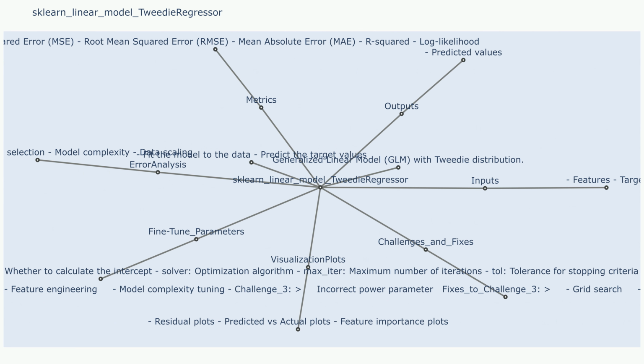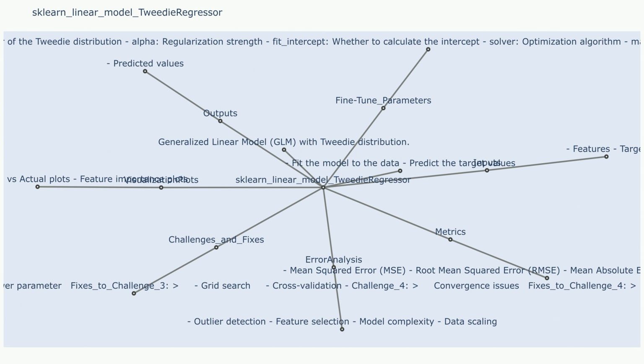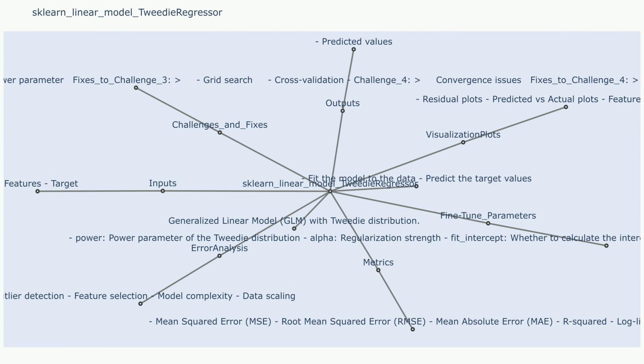Challenge 2. Zero inflation in count data. This occurs when there is a higher proportion of zeros in the data than expected under the Poisson distribution. Sample use case: analyzing the number of purchases made by customers at a store, where a large number of customers made no purchases. Fixes. Use a zero-inflated Poisson (ZIP) or zero-inflated negative binomial (ZINB) regression model to account for the excess zeros. Separate the data into two groups, zero and non-zero, and fit separate models to each group.